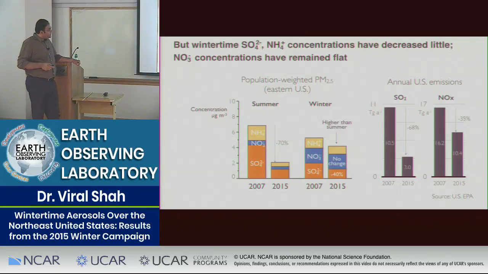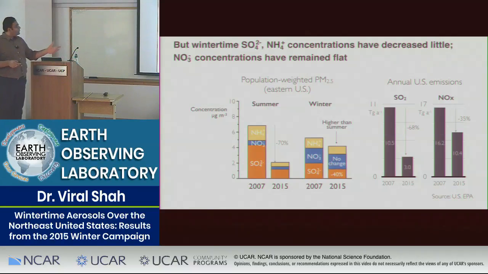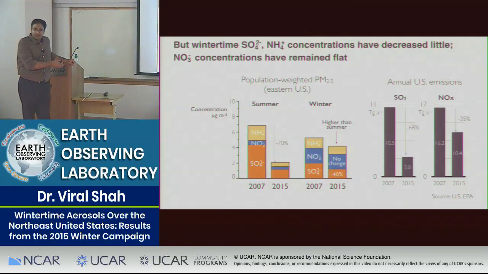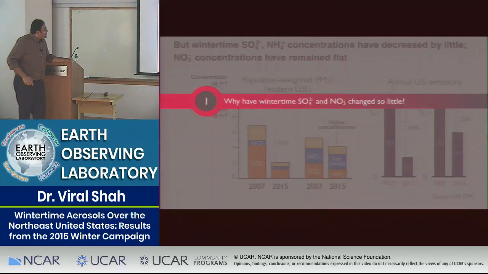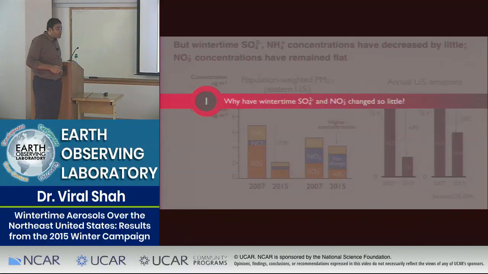Right. But if you look at the winter, nitrate concentrations haven't changed despite this 35% change in NOx emissions. And it turns out that wintertime concentrations tend to be higher than the summertime concentrations. That's the puzzle which I was very intrigued by, and that would be the first question I'll try to answer today. So why have wintertime concentrations of sulfate and nitrate changed so slowly compared to the emissions of SO2 and NOx?